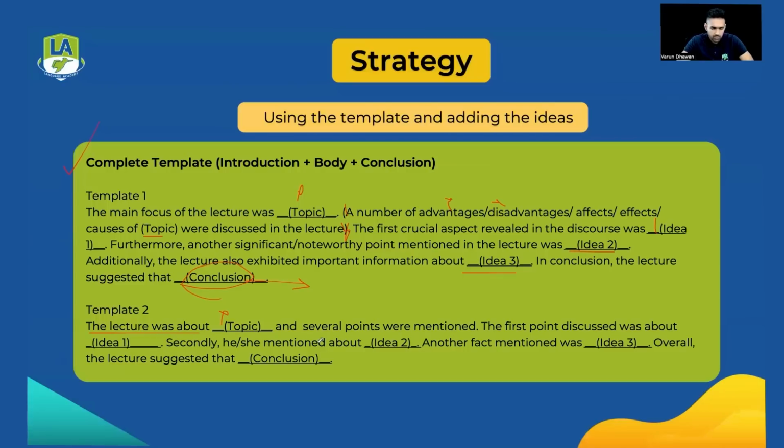Secondly, he mentioned about the diseases caused by air pollution, such as asthma. Another fact mentioned was the high mortality rate among adults, something like that, whatever they have mentioned in the lecture. Overall, the lecture suggested that air pollution should be controlled and brought down to a minimal level. That's all you have to do.